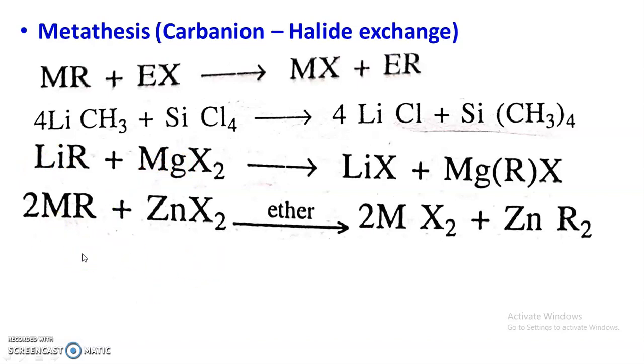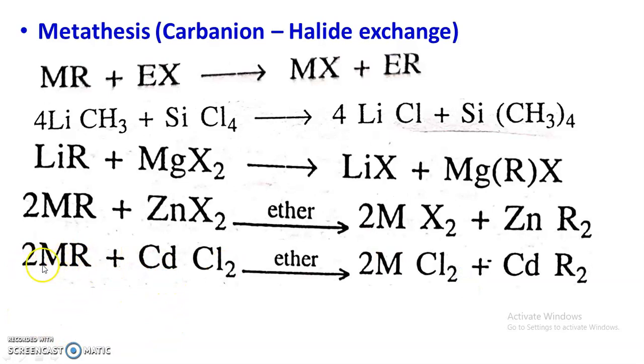Another general reaction is when MR, that is an organometallic compound of metal M, is mixed with zinc halide, then this R group migrates from M to Zn. This M is less electronegative than Zn. So the R group migrates from M, the less electronegative element, to the more electronegative element, and we get an organometallic compound of Zn.